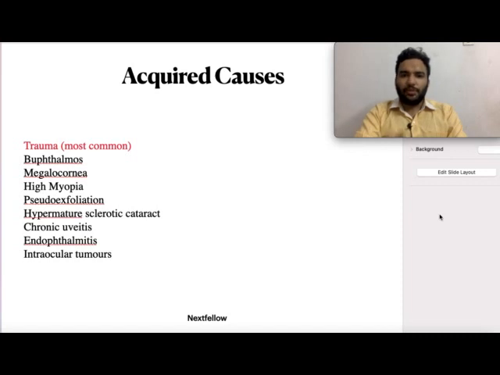Among acquired causes, the most common is trauma. That is the only MCQ that I can ask you. Buphthalmos, megalocornea, high myopia, pseudoexfoliation, all these conditions can cause ectopia lentis, as can intraocular tumors, etc.